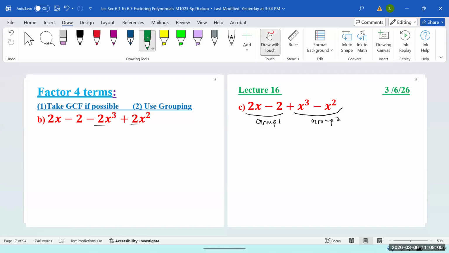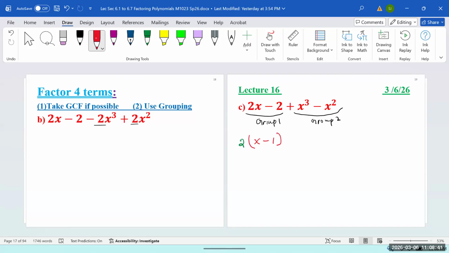So in the first group, do you see any GCF? What is the GCF here? 2. So we factor out 2. Then what is left in the first group? X minus 1. So again, how do we get x minus 1? 2x divided by 2 is x, minus 2 divided by 2 is minus 1. So when you factor out anything, the remaining term we get by dividing all the terms by the GCF.